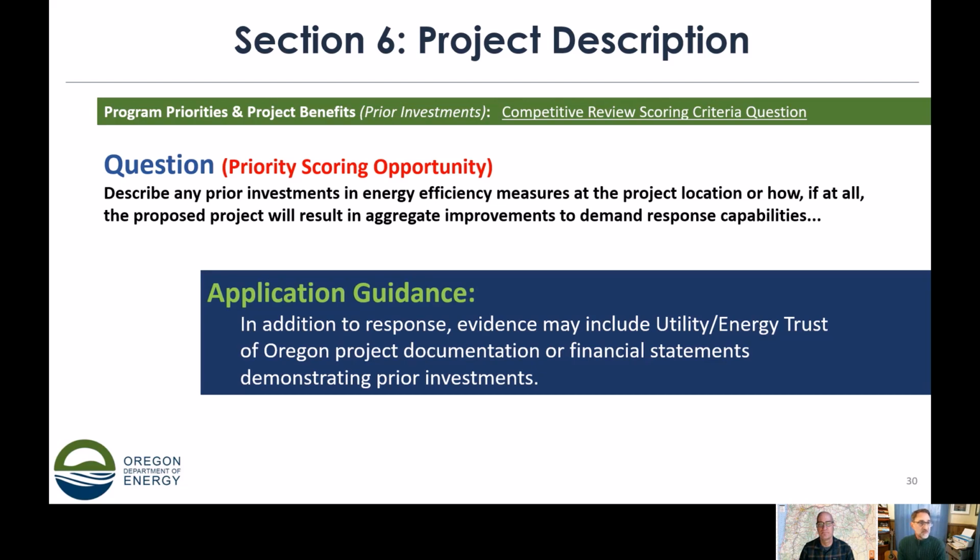Moving forward, this is a priority scoring opportunity question: describe any prior investments in energy efficiency measures at the project location, or how, if at all, the proposed project will result in aggregate improvements to demand response capabilities. What we are looking for here, again, keyword prior investments in energy efficiency measures at this project location or within the applicant. Some of the evidence here could be utility or Energy Trust of Oregon project documentation from the past.